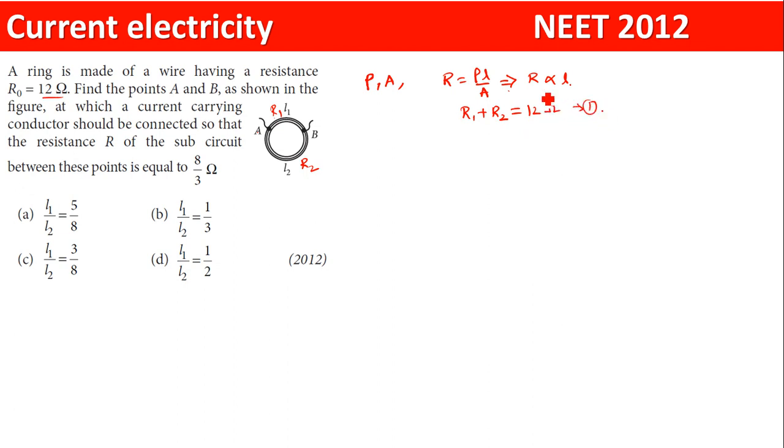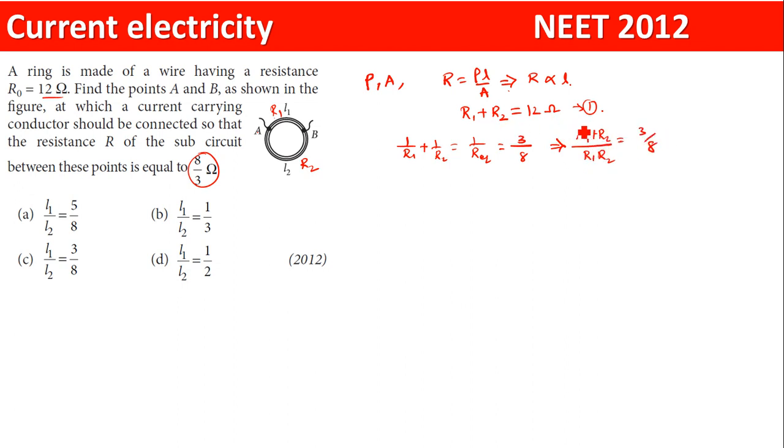Next, when you connect a current carrying conductor between A and B, then R1 and R2 will be connected in parallel, isn't it? So 1 by R1 plus 1 by R2 should be equal to 1 by R equivalent. That R equivalent has been given as 8 by 3 ohms. Now let me take the LCM here. From that LCM, R1 plus R2 in the numerator over R1 R2 will be equal to 3 by 8.